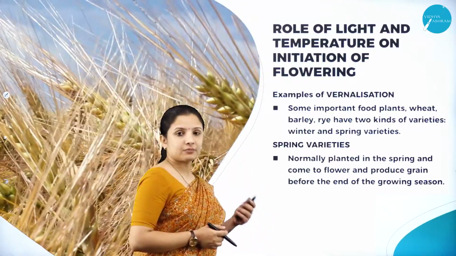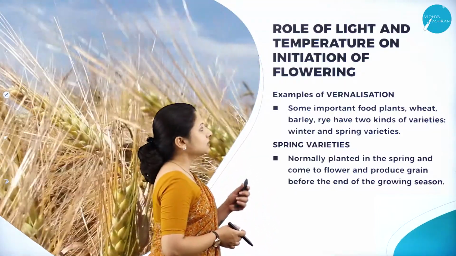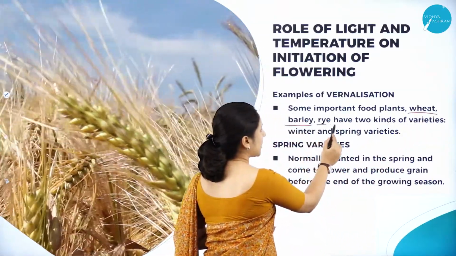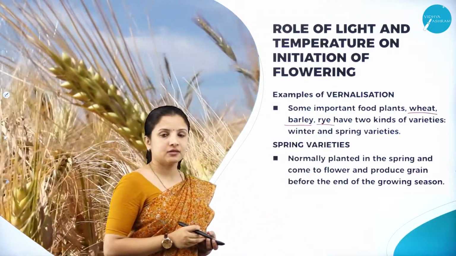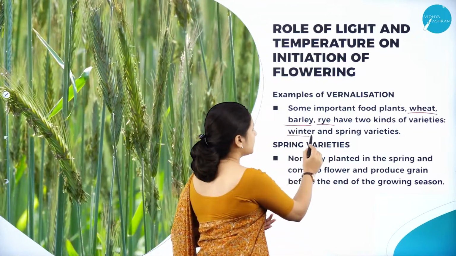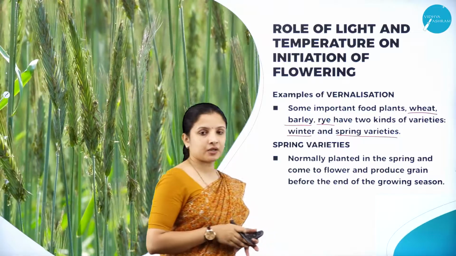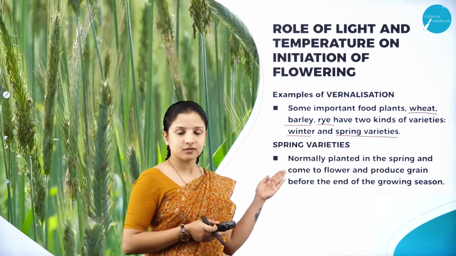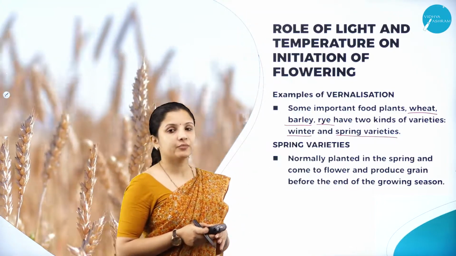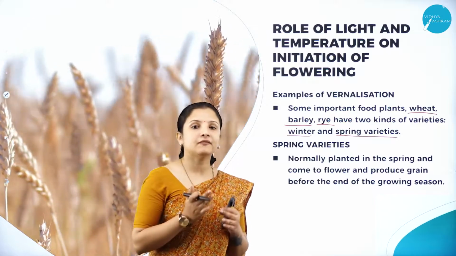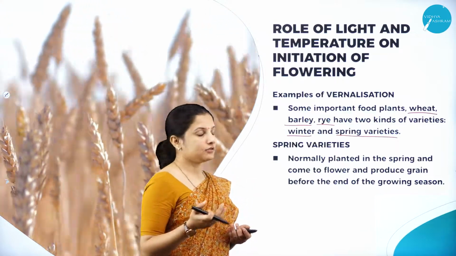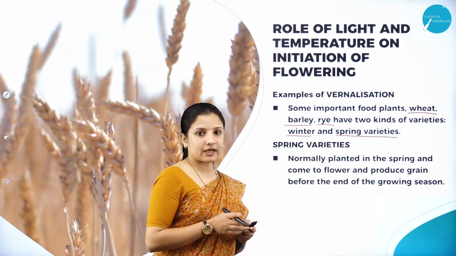Here there are a few examples of vernalization that we can consider. Some of the important food plants such as wheat, barley, and rye have two kinds of varieties. One which matures and flowers in the winter, and the other which matures and flowers in the spring. So they can be grown in the winter season, and those crops which give yield in the spring can be grown in the spring season, because to get the yield, first the plants have to reach maturity and then they have to flower, right? After seed setting only we will get the yield. So that is why.